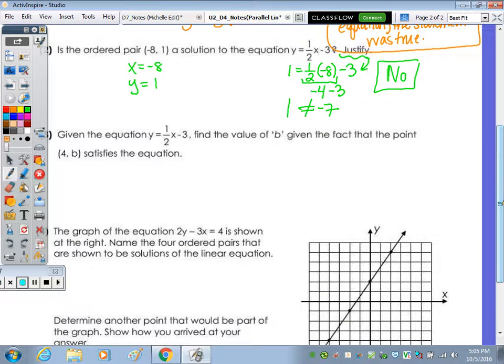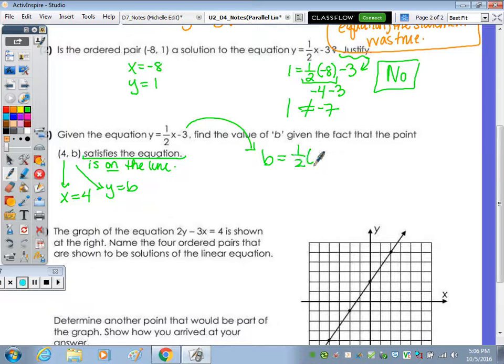Number 3, given the equation y = 1/2 x - 3, find the value of b given the fact that the point (4, b) satisfies the equation. So this means the point is on the line. I know that here x equals 4, and we're going to plug in the b for y and solve for b. So b equals 1/2 of 4 minus 3. Half of 4 is 2, and 2 minus 3 is -1. So b is equal to -1.